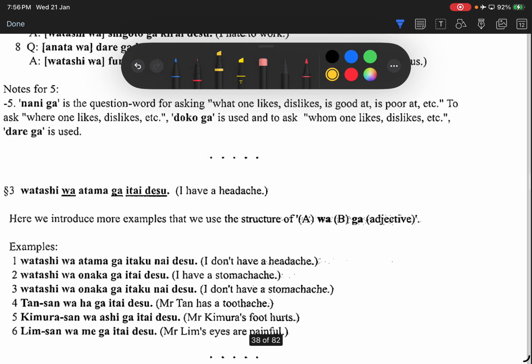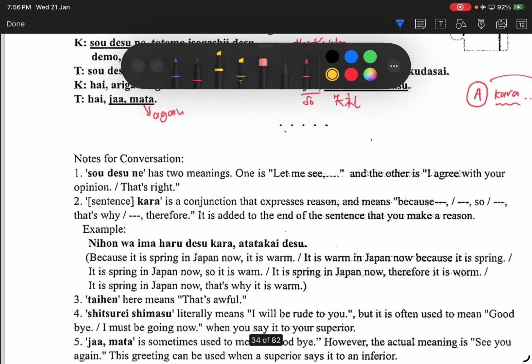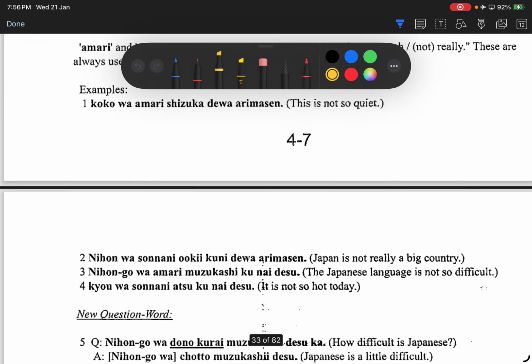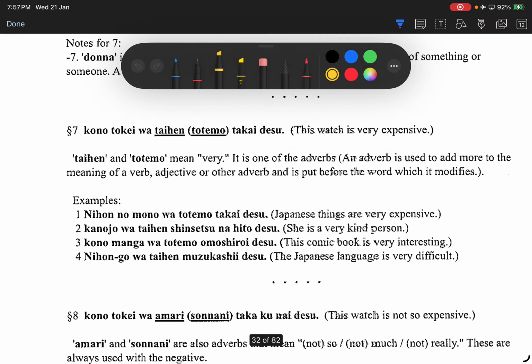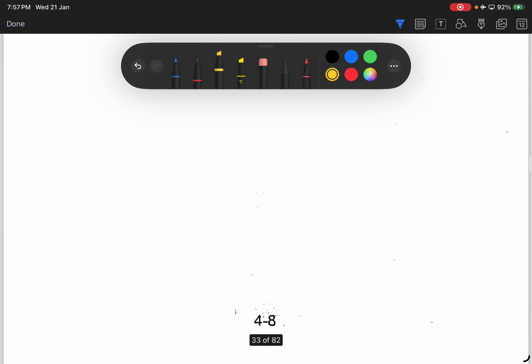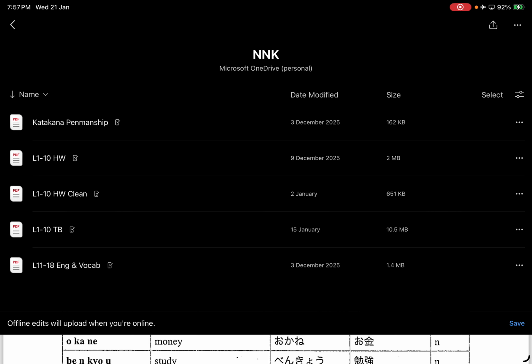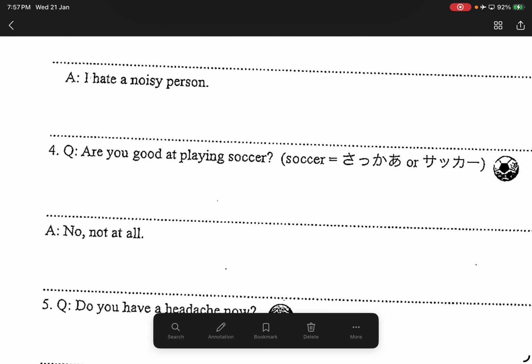We also learn in lesson 4, end of lesson 4, we also learn other adverbs such as amari. Right? So we learn amari over here. Amari sonani means not so something. Right? Totemo taihen, very something. So please remember all the adverbs. We learned a few adverbs so far already. Okay? So we use not at all. So how do you want to give me the answer? No, not at all.